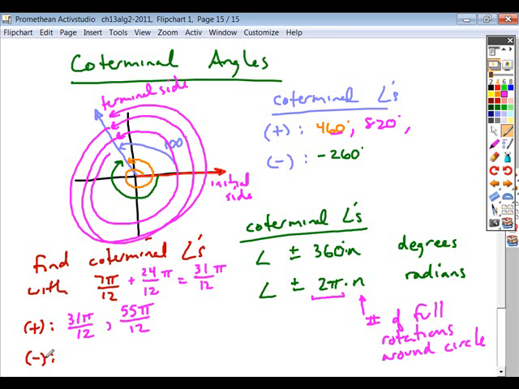Okay, so if we wanted to find a negative coterminal angle, Olivia, how do you find the 55 pi over 12? Yeah, this would be the next coterminal angle if we continue to rotate. So like 7 pi over 12.